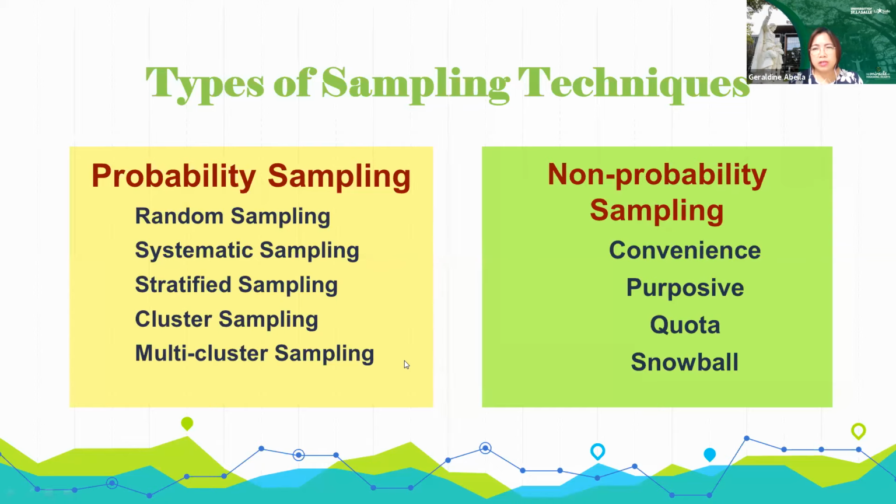You choose the district. Again, how many districts does Negros Occidental have? So that's an example of multi-cluster sampling technique.